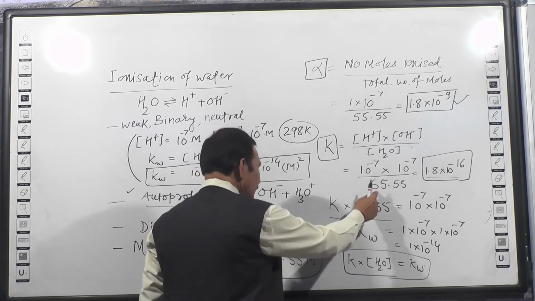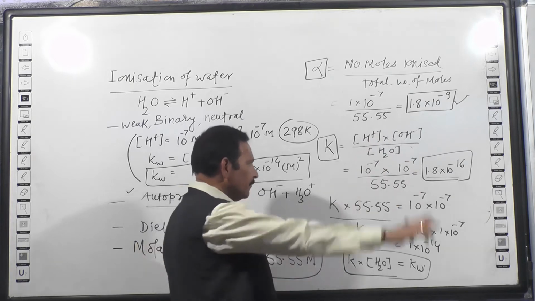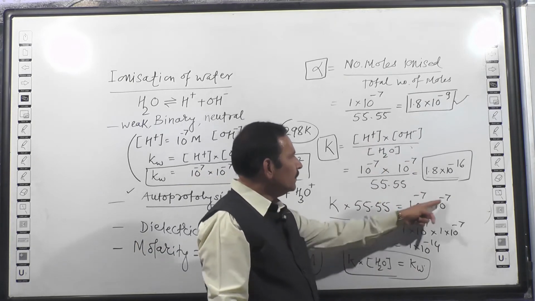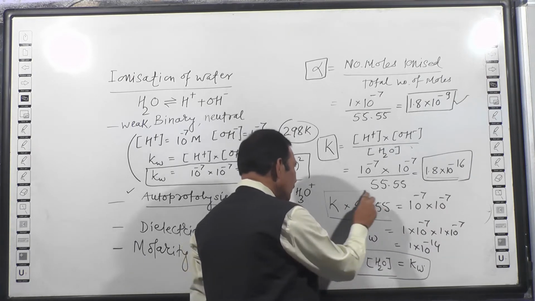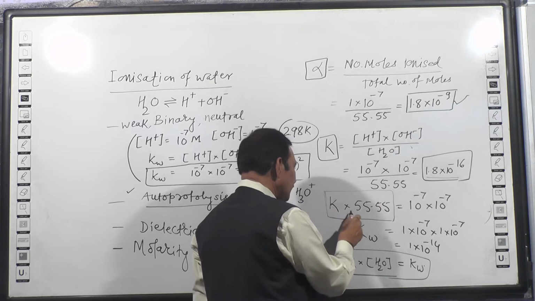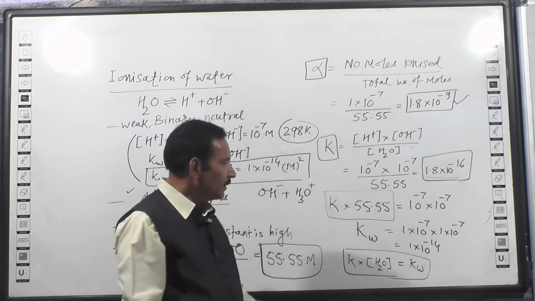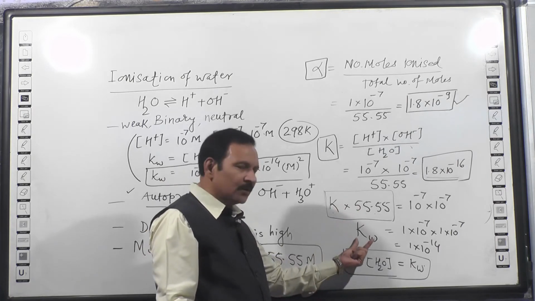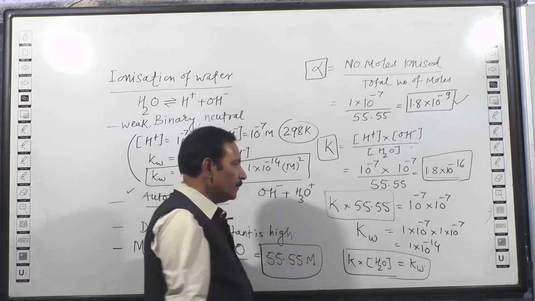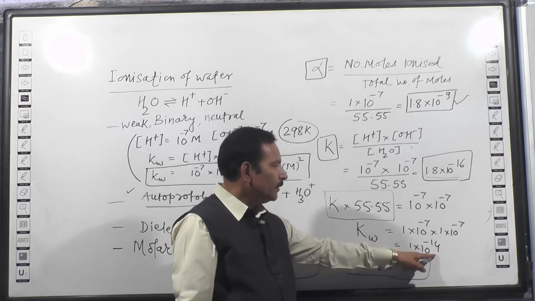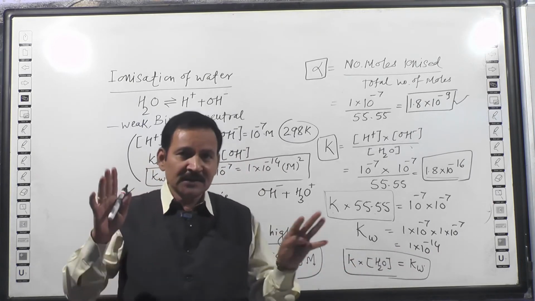Now, if I take 55.55 on this left hand side, K multiplied by 55.55 is equal to 10 to the power minus 14. Okay. Now, this product is called by the name ionic product of water. Because this is constant and this real number is also constant, product of two constants will be a third constant, and that third constant is denoted by the symbol Kw, and it is equal to 1 into 10 to the power minus 14. So this equation will clearly tell you the two constants are different.